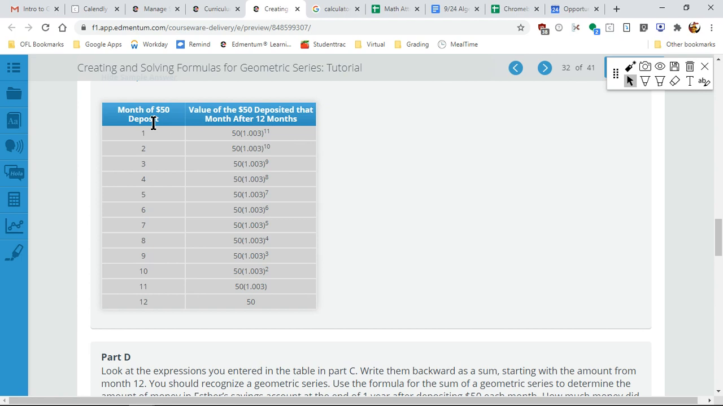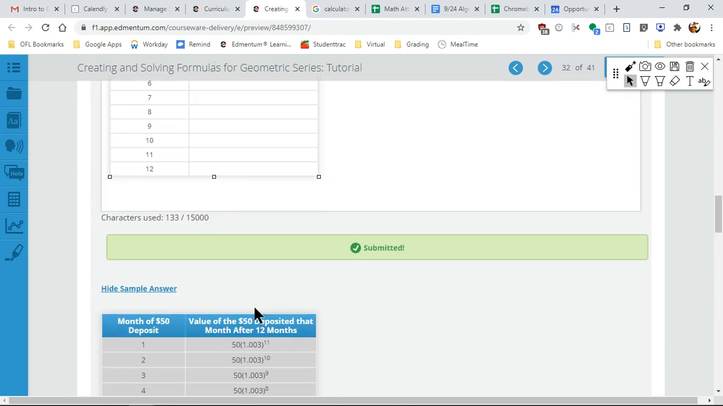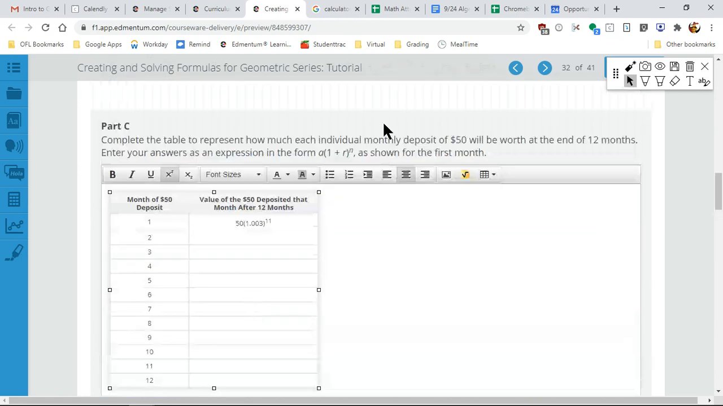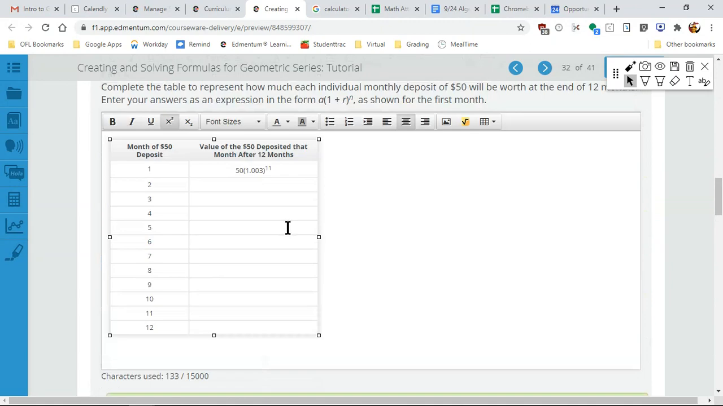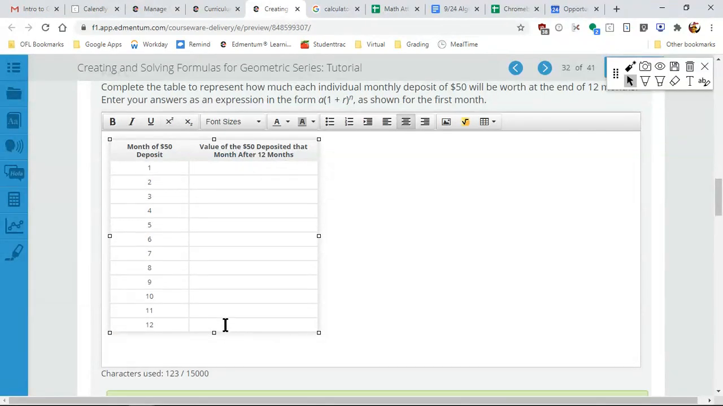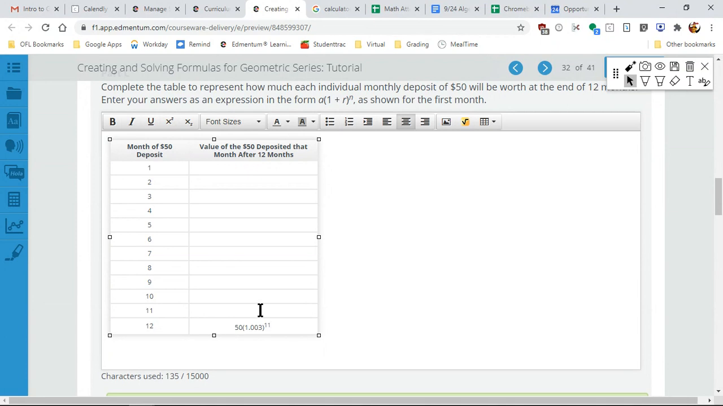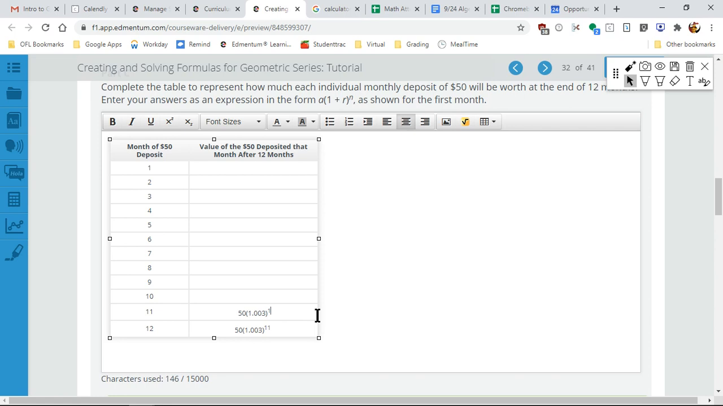Value after that. Are they going backwards? They did this back. Okay, theirs is backwards, guys. I don't know what they're doing. This should be our last month. This is Edmentum being Edmentum. I'm so sorry. That's supposed to be our last month. This should be our 10th month.